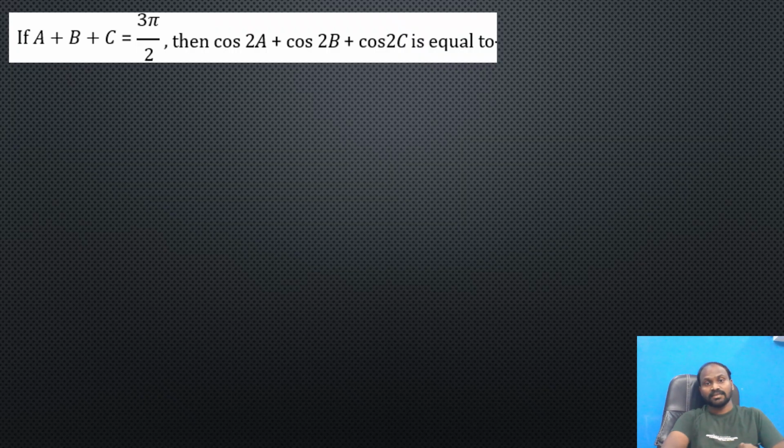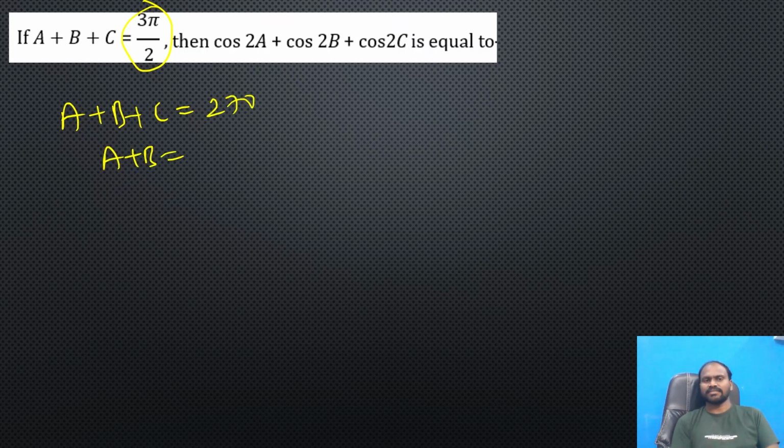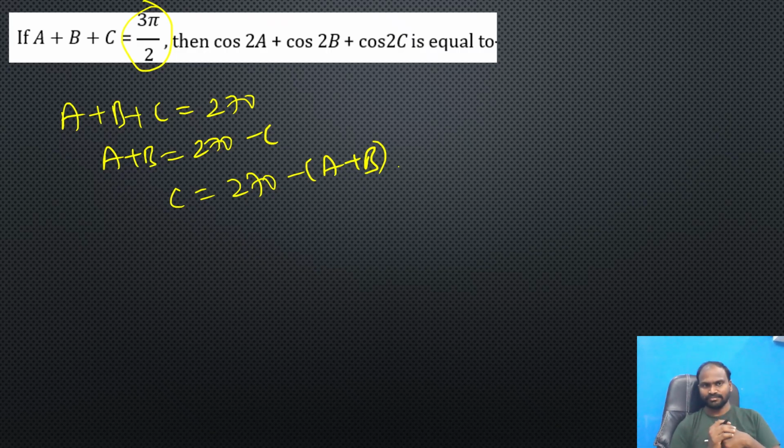Next. See here they have given cos A plus B plus C is 270. Same process, in place of 180 they have given 270. That's it. So A plus B plus C is equal to 270 they have given. Same, so A plus B is equal to 270 minus theta you will write, or C is equal to 270 minus of A plus B. So same process. You can just give a try on this question. Right?